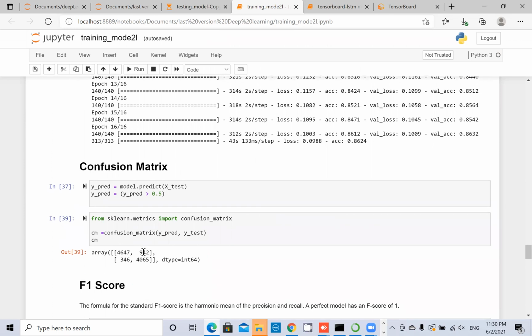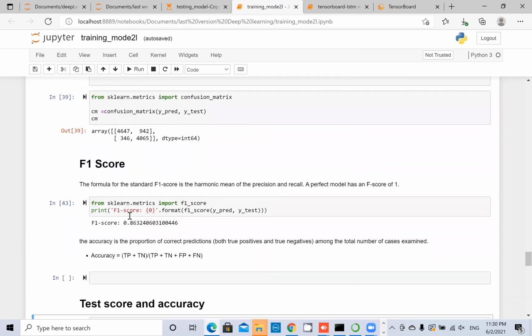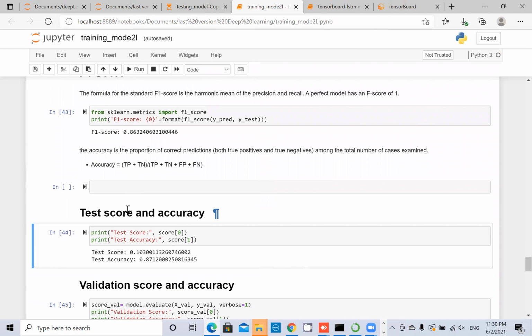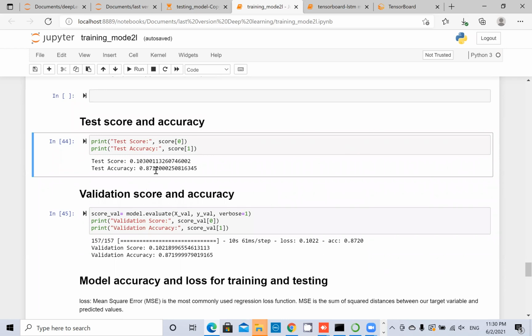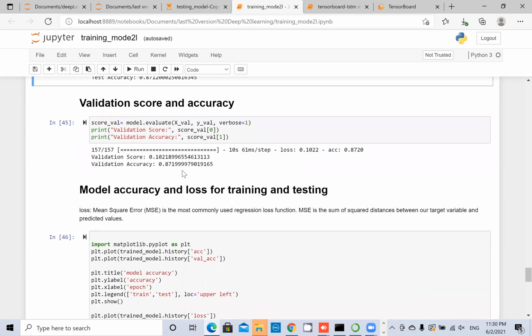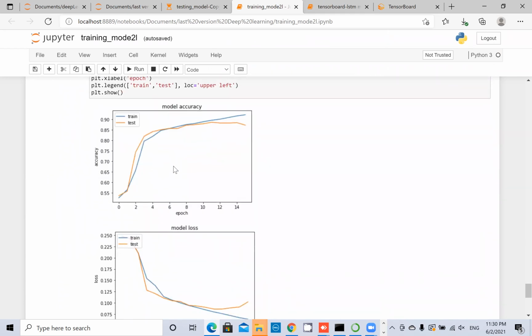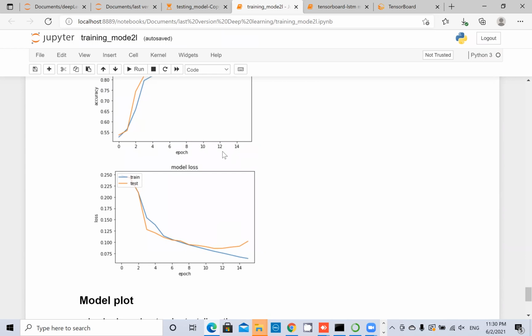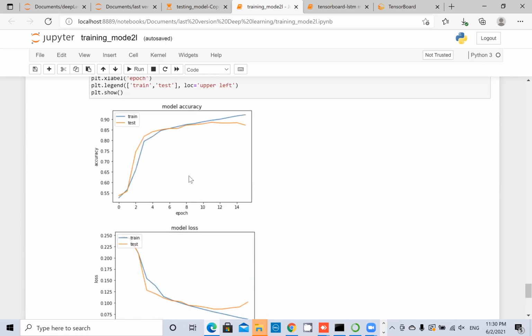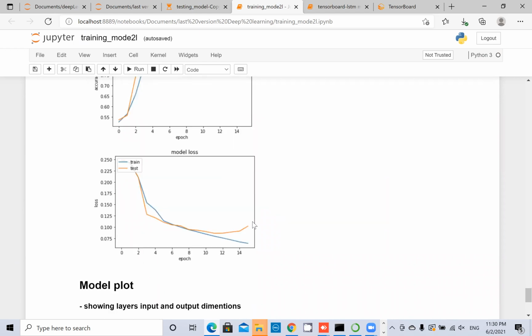Here we plot the confusion matrix. As we see, the positive values are more than the negative values. We also see the test score and accuracy. Accuracy is 87%, and validation also. Here we have plots of accuracy and loss in both train and test data. As we see, accuracy goes from low to high and loss goes from high to low, which is good training. Each epoch is coming out higher.